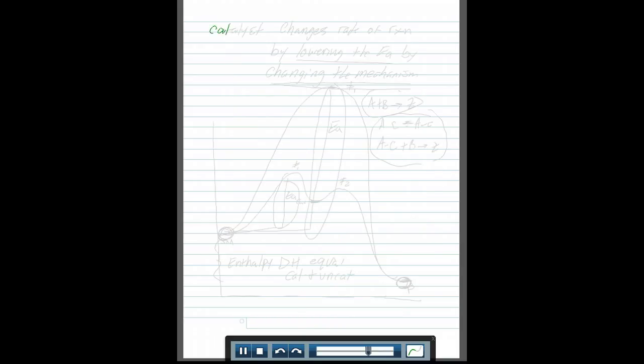Now, there are things that you can do to change the rate of the reaction. One of them is by adding a catalyst. What does a catalyst do? A catalyst changes the rate of a reaction. Shorthand for reaction is RXN, I'll start doing that from now on. It does so by lowering the activation energy by changing the mechanism. Now this part is something that you might not have learned: by changing the mechanism.